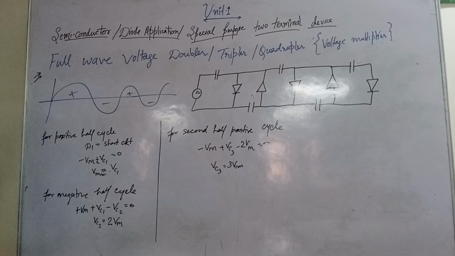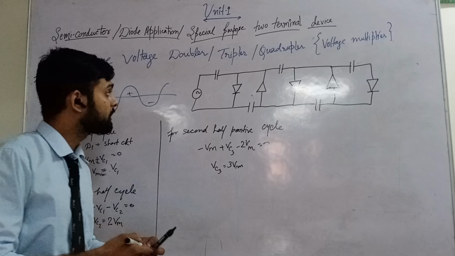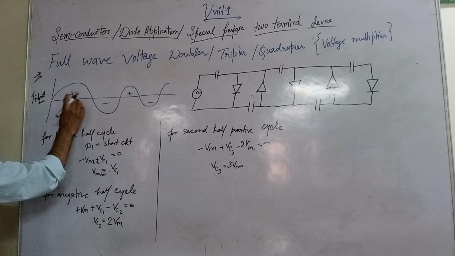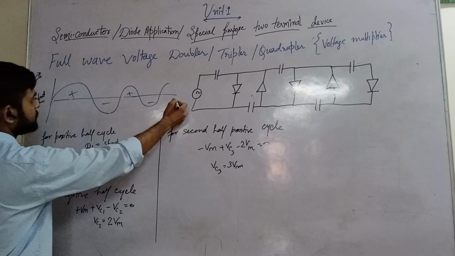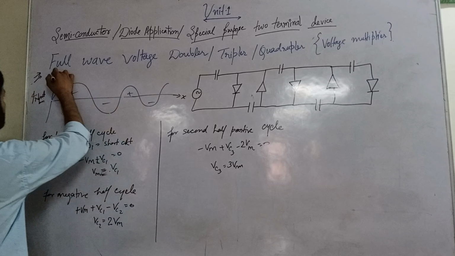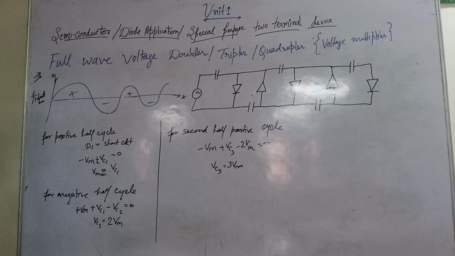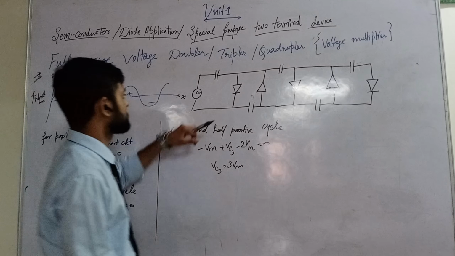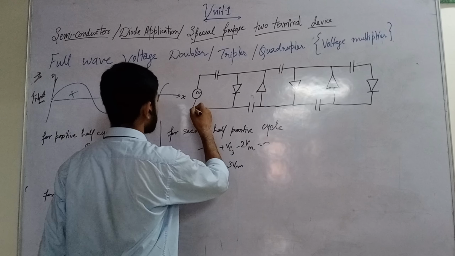Next topic is the voltage doubler, tripler and quadrupler. This is basically a voltage multiplier. This is also known as a voltage multiplier. This is the input signal, which has sign positive, negative, and so on. On that, this is a circuit of the voltage multiplier.